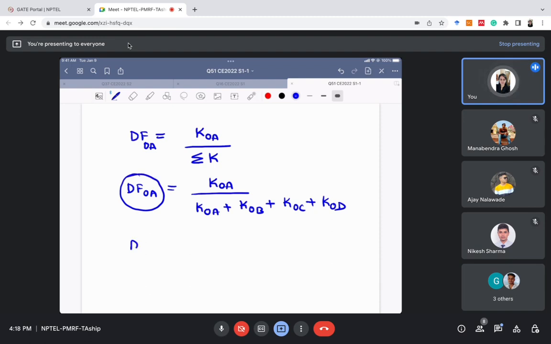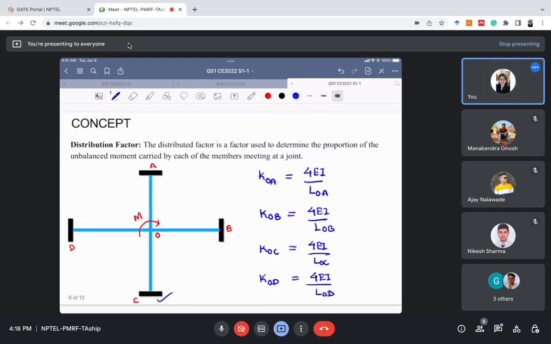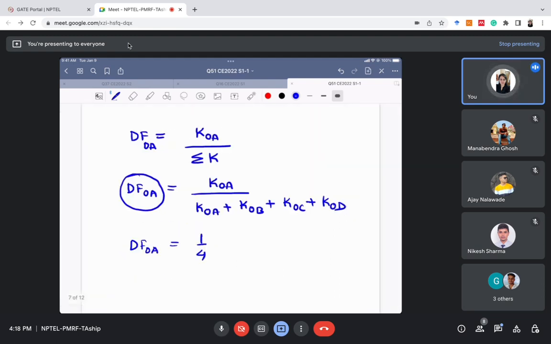Suppose the distribution factor by this calculation comes out to be 1 by 4, let's say. The distribution factor of member OA comes out to be 1 by 4. This means that the moment in member OA will be equal to 1 by 4 of the applied moment. So this is the concept of distribution factor. In proportion to the stiffness, the applied moment will be shared to each of the members.